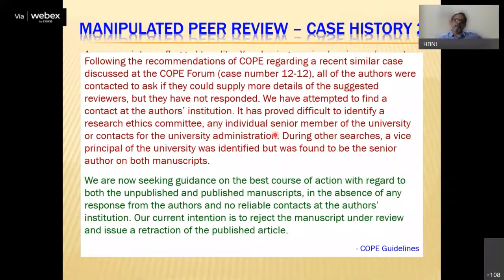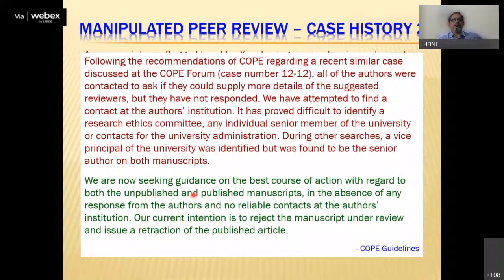And any individual senior member of the university or contacts for the university administration. So nothing was available. And during some other searches, a vice principal of the university was identified, but was found to be the senior author on both the manuscripts. So now what do you do?